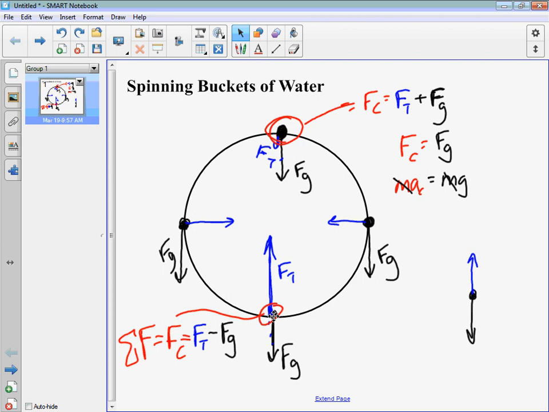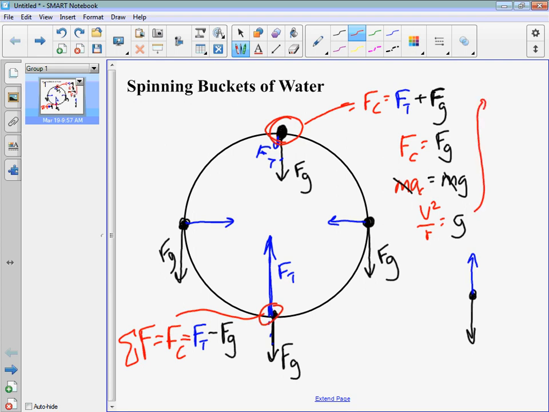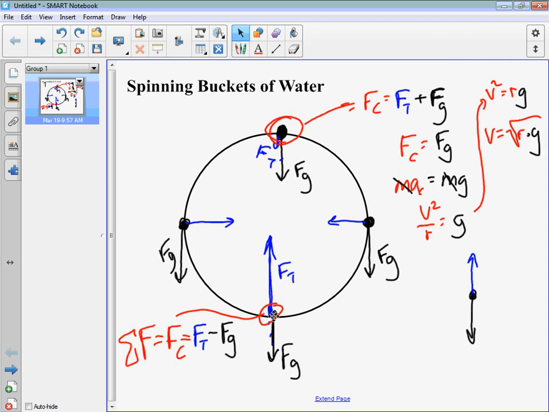So the slowest it can possibly go around can be solved from here. It can be solved by saying, a sub c, well, that's another way of saying v squared over r, and that's going to equal little g. If I solve for the v, let's bring it up here. V squared equals r times little g. Okay, and then I take the square root of both sides. V equals the square root of r times little g. And if you had done that, you should have gotten the correct answer on that worksheet.